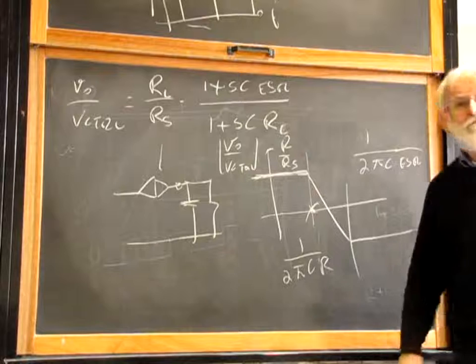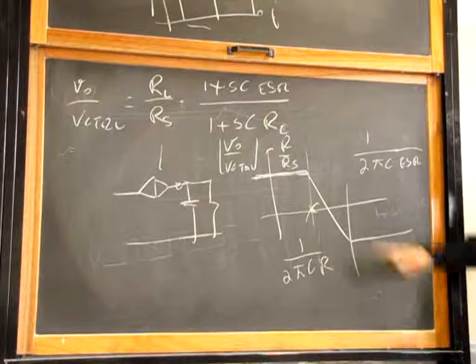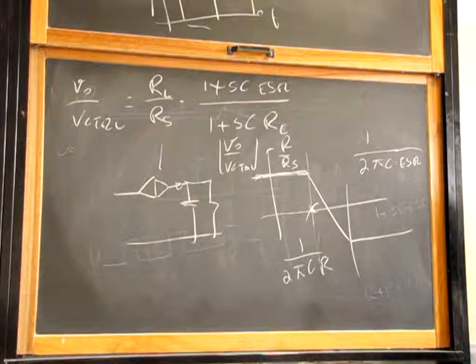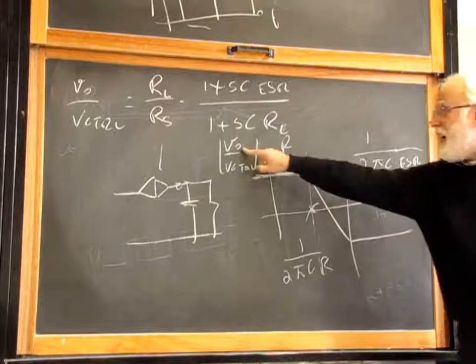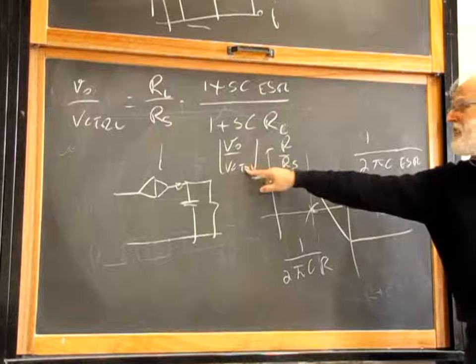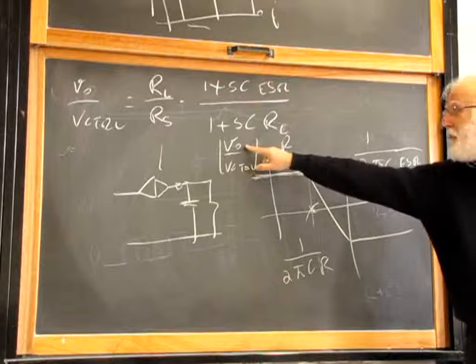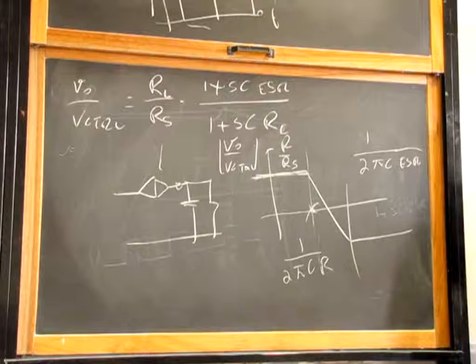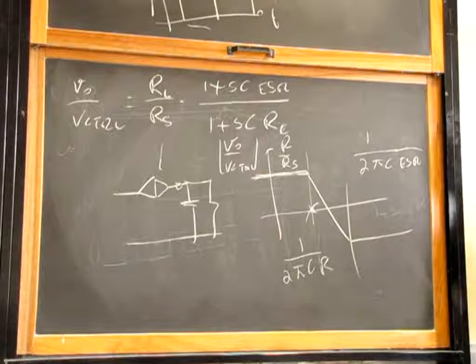R over RS. Okay. Why am I so interested in this control function? Because in current mode, I want to drive the output voltage, change the control voltage in order to keep the output voltage constant, even if the load changes, even if there are noises, even if there are problems all around.